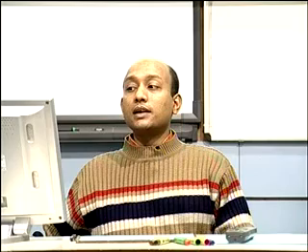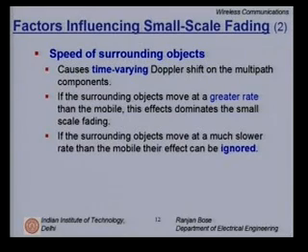So, if the surrounding objects move at a much slower rate than the mobile, then their effect on the small scale fading can be ignored. We have to keep all these factors into consideration while designing a wireless mobile system.